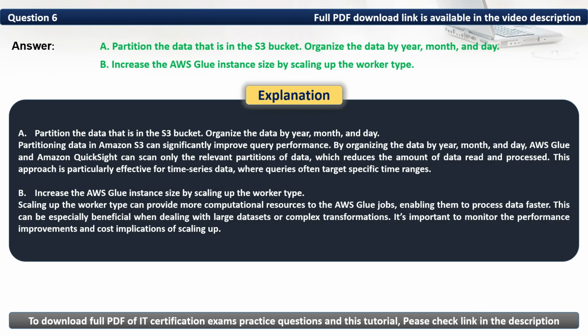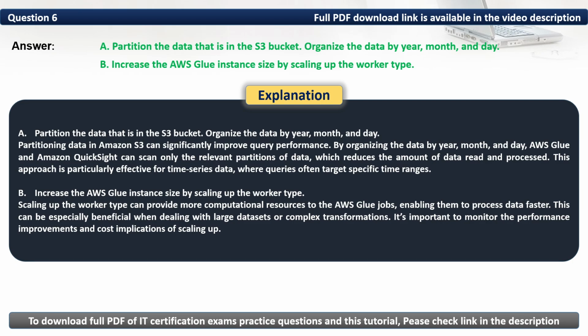About the options: A. Partitioning data in Amazon S3 can significantly improve query performance. By organizing the data by year, month, and day, AWS Glue and Amazon QuickSight can scan only the relevant partitions of data, which reduces the amount of data read and processed. This approach is particularly effective for time series data, where queries often target specific time ranges.